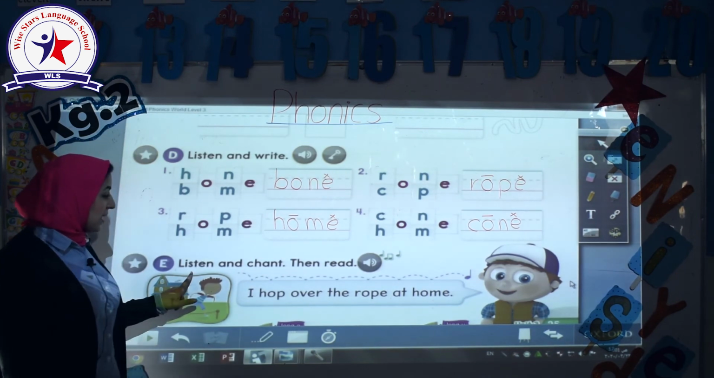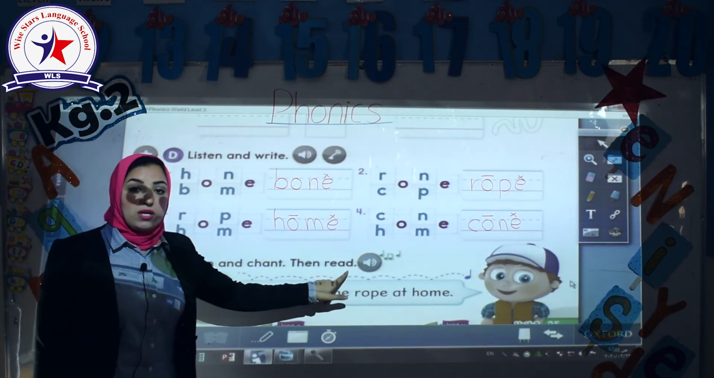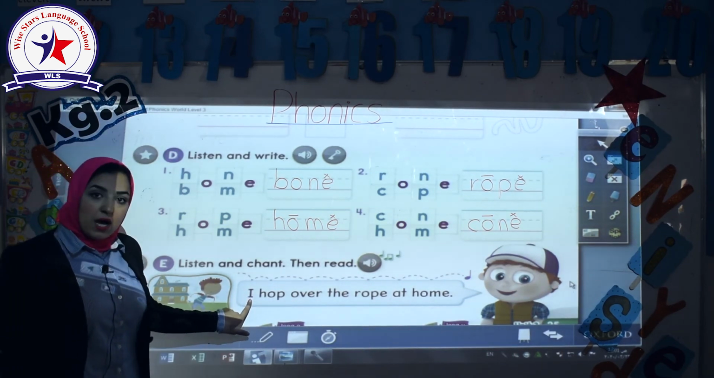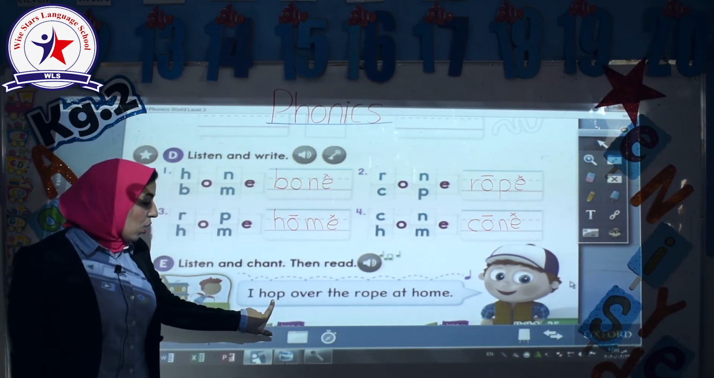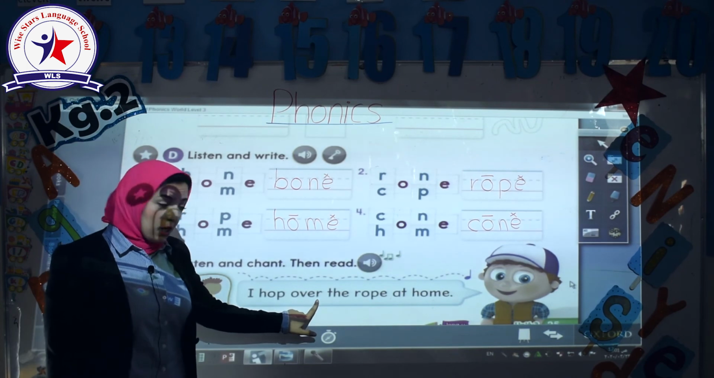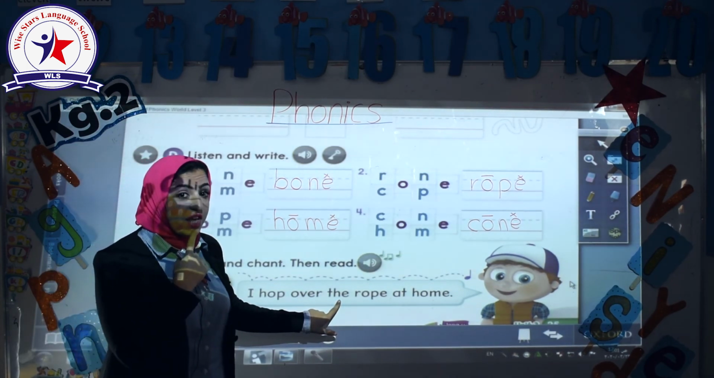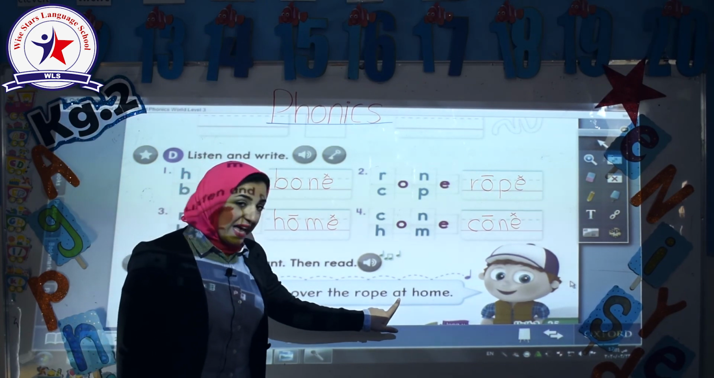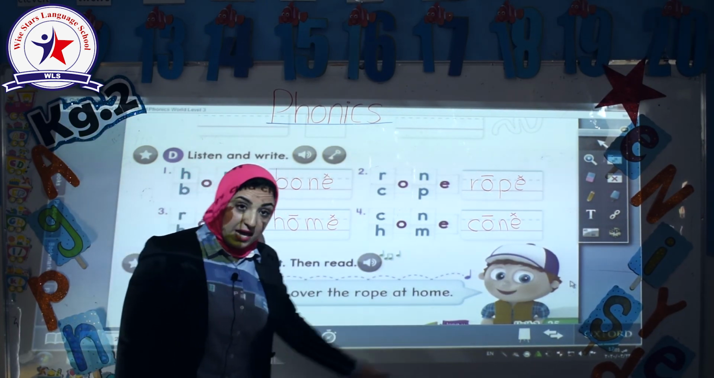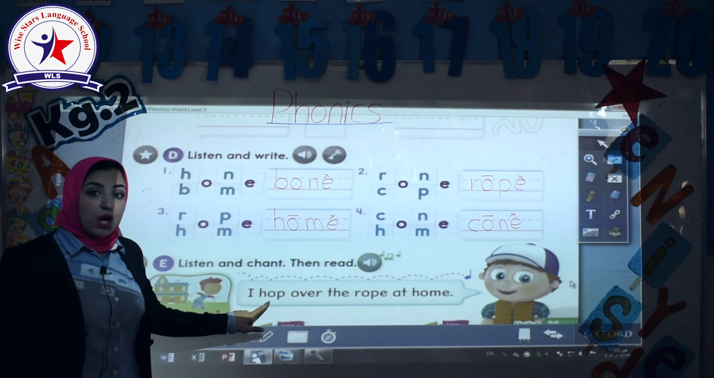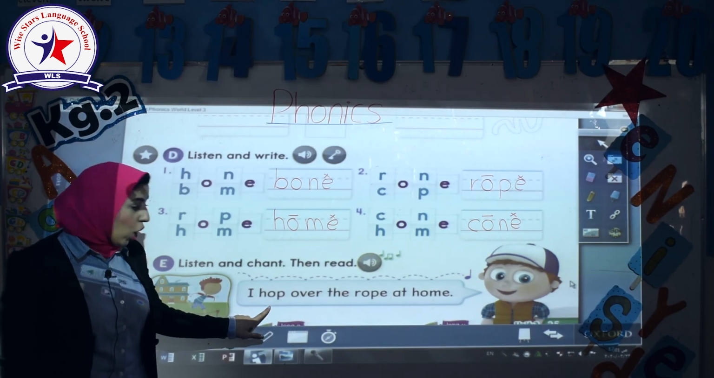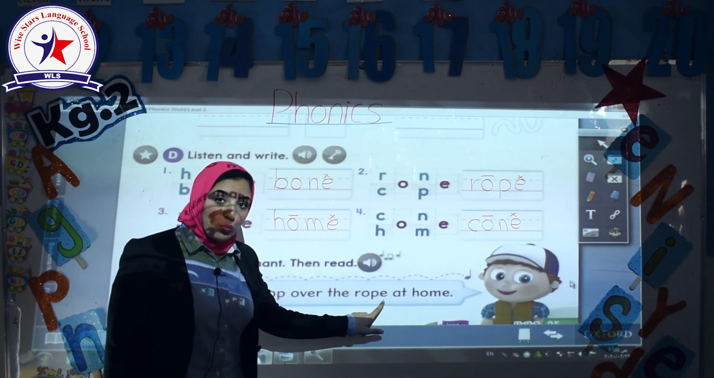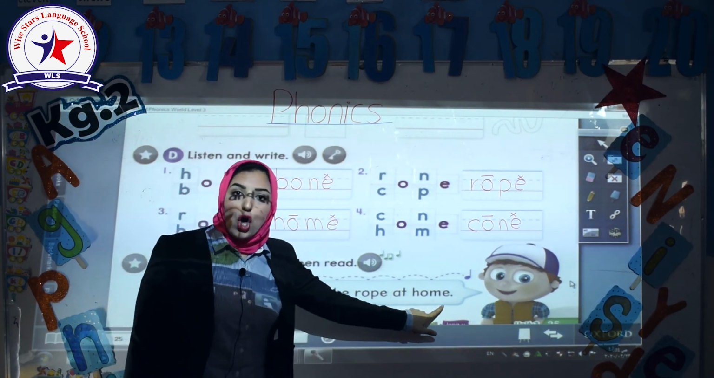Exercise E. Listen and chant, then read. Let's listen and read together. I hop over the rope at home. Again. I hop over the rope at home.